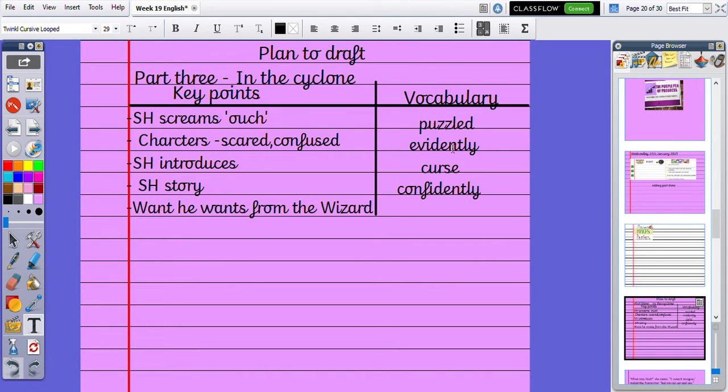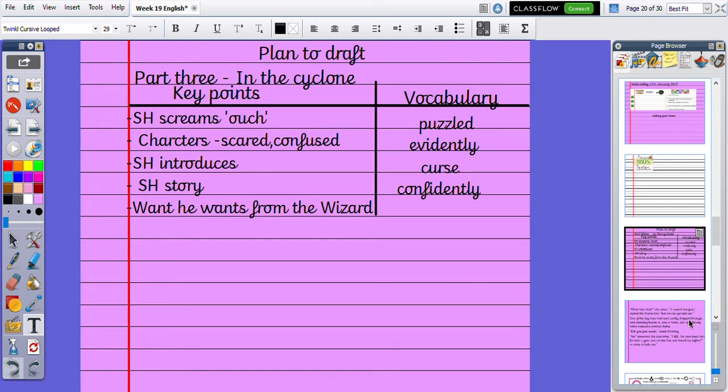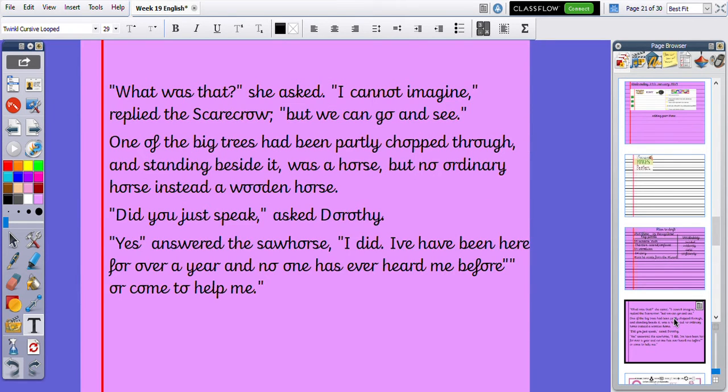I am going to look at my draft now. I think that most of this is okay, but I think that my punctuation and my speech rules need to be improved. So let's read the draft through.